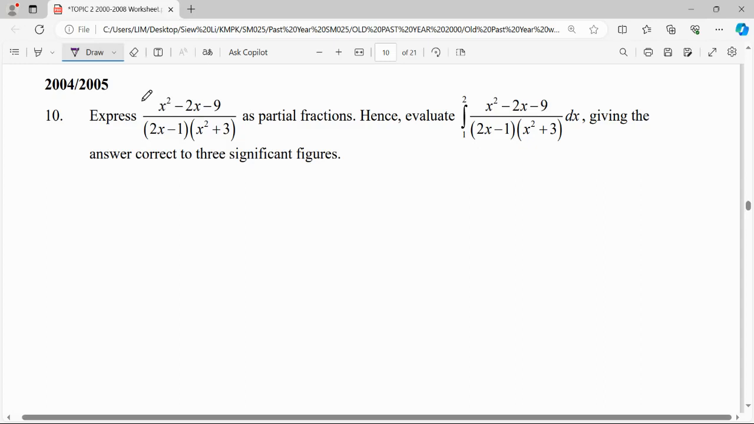Hi everyone, for this question it asks us to express this fraction as partial fractions, hence evaluate this integral, giving the answer correct to three significant figures. First of all, we identify whether this fraction is proper or not.